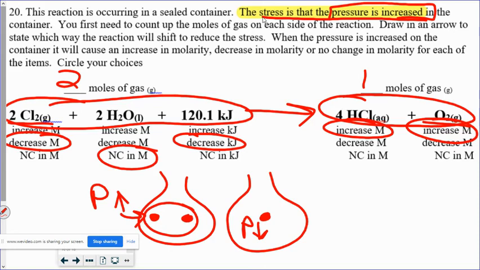So in this case, things at the tip of the arrow did go up. Things at the butt of the arrow did go down. No change, did go down.